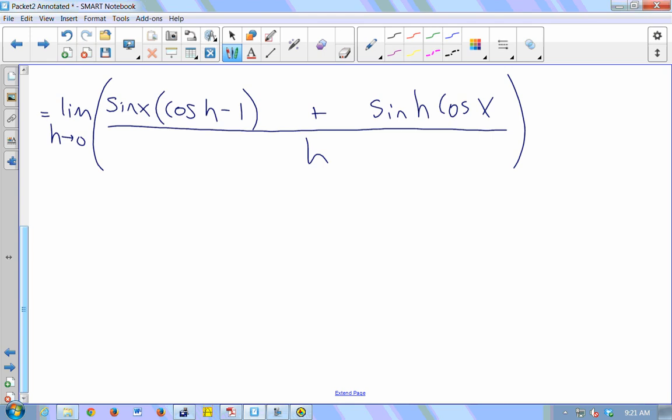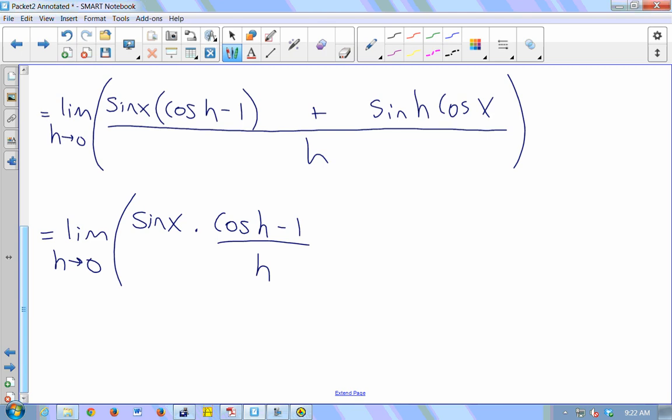All right, so when you have a plus b divided by c, when you have a sum in the numerator divided by a single term in the denominator, you can divide it into both pieces. So this is going to be the limit as h goes to 0 of sine x times cosine h minus 1 over h. Is that okay? All right, and then I have plus, put the h into this term, and I have sine h over h times cosine x.